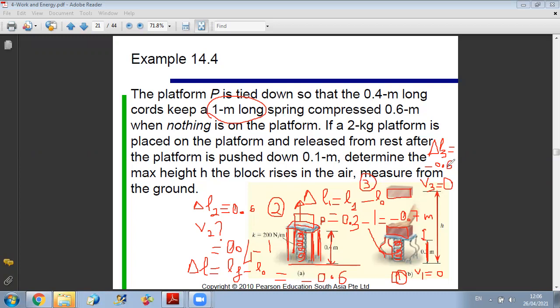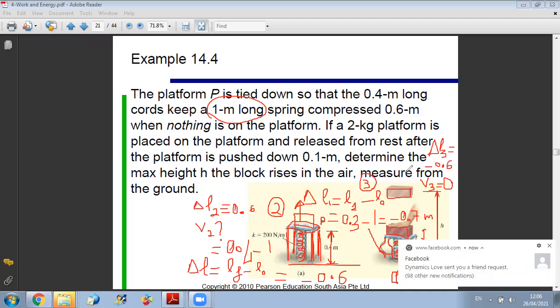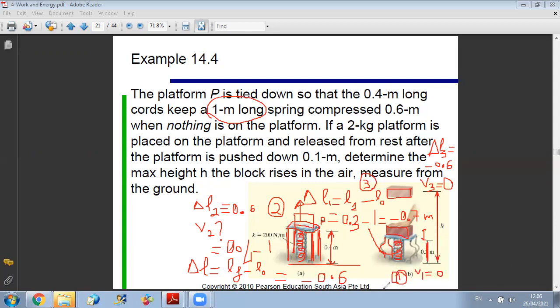Okay, now instead of dividing into several steps, there's no need, I can directly apply work and energy from 1 to 3. If I apply from 1 to 3, I have that the initial velocity v1 is 0 and the final velocity is also 0. Between 1 and 3 I can directly write that the sum of work between 1 and 3 is 0.